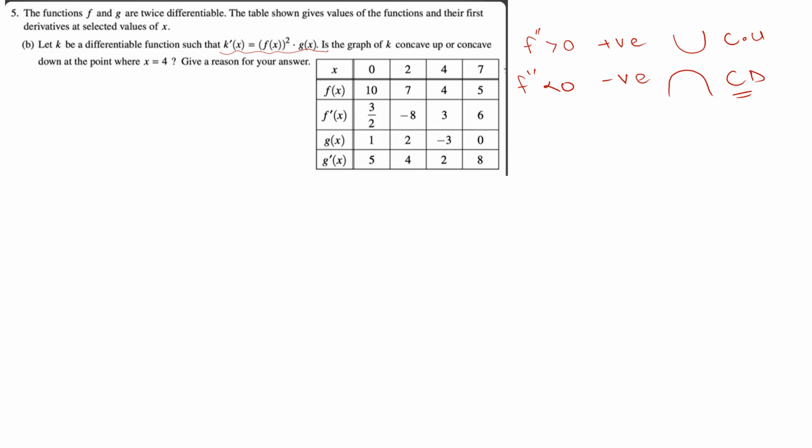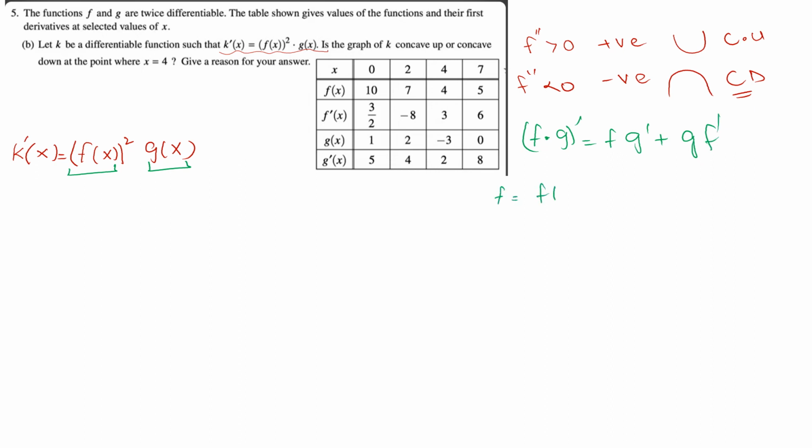So in order to find the concavity, you should take the second derivative, where in the question the first derivative is given. Now I am rewriting the first derivative to show you: f of x whole squared times g of x. Here you can see that it is the combination of two functions, which means we will apply the product rule. According to the product rule, f g prime plus g f prime. So here your f is f of x whole squared.